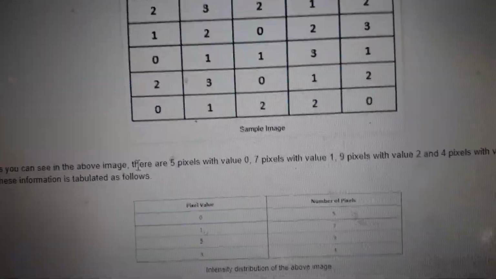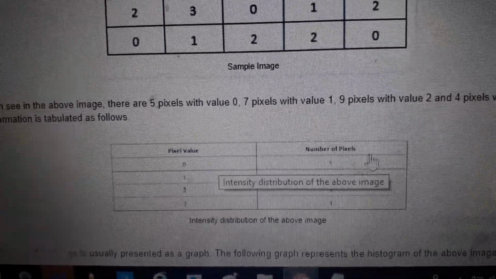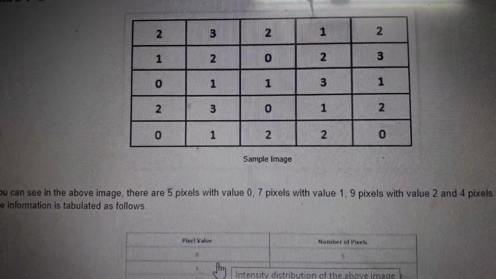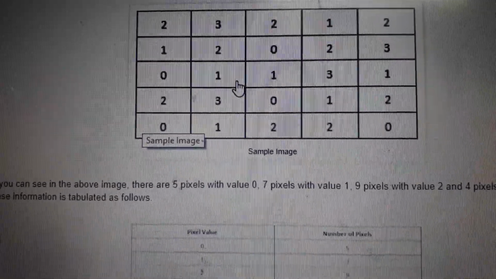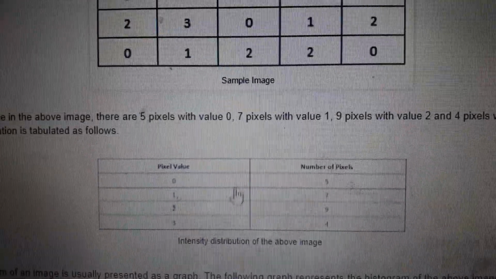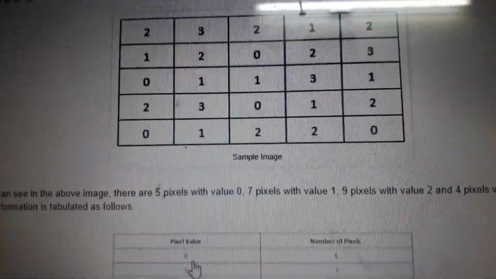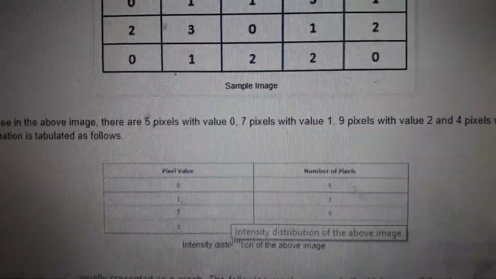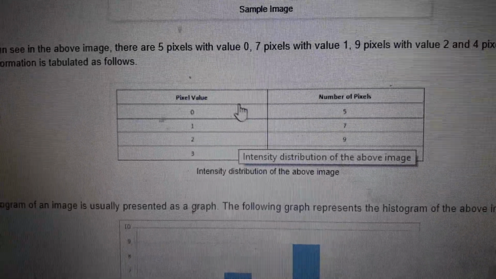Now coming to the histogram, the table shows the pixel value and the number of pixels. We have distributed our entire image values across 0, 1, 2, 3. In the table structure, for pixel value 0, the number of zeros in the sample image is 5, for 1 it is 7, for 2 it is 9, and for 3 it is 4. So now we are able to see the entire thing in the table.